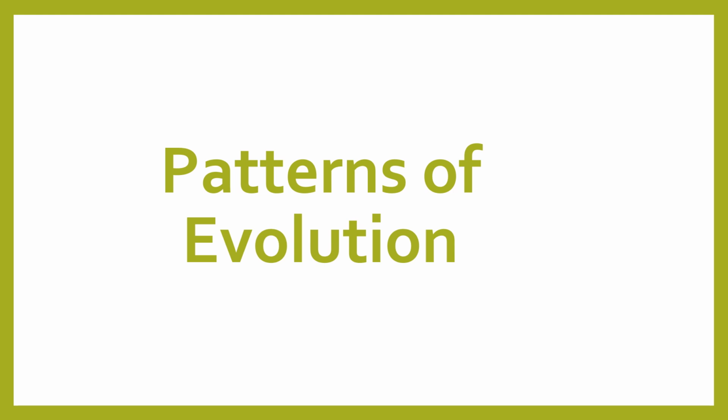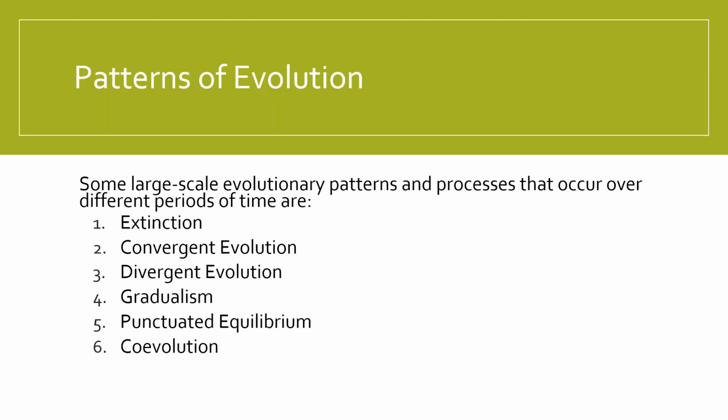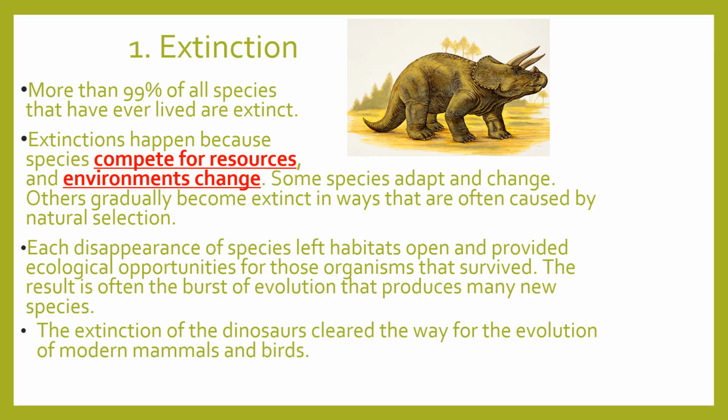So now there's that type of speciation, but we're going to take a look at patterns of evolution as well. Some large-scale evolutionary patterns and processes occur over different periods of time. Okay, so we're going to take a look at six: extinction, convergent evolution, divergent evolution, gradualism, punctuated equilibrium, and then coevolution. So the first one is extinction.